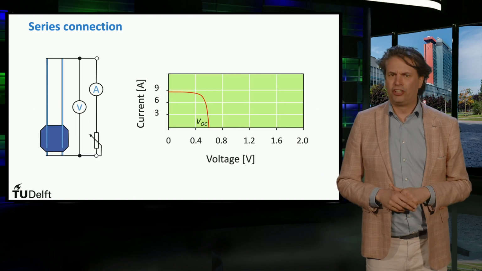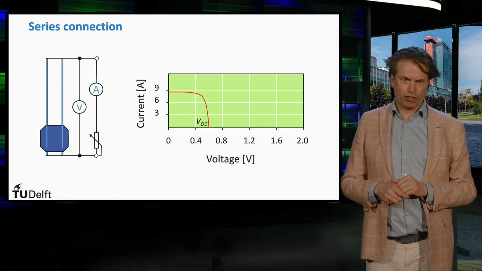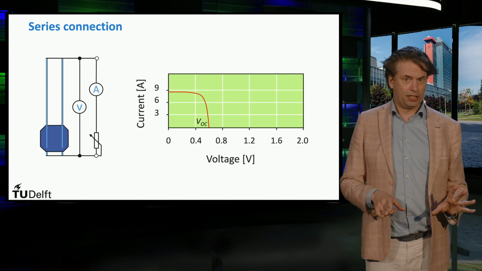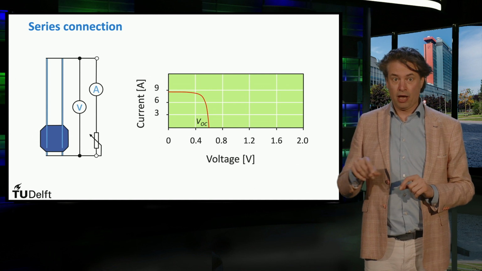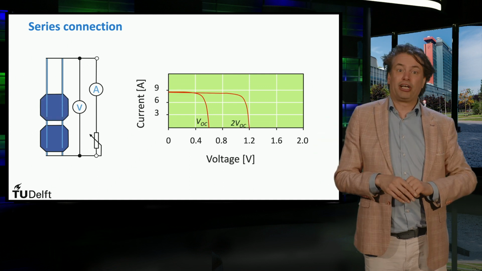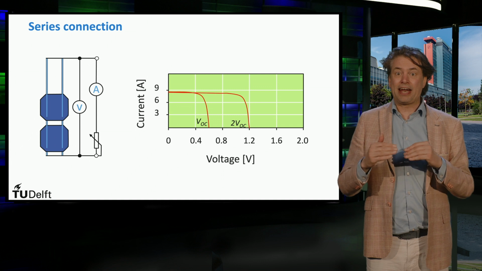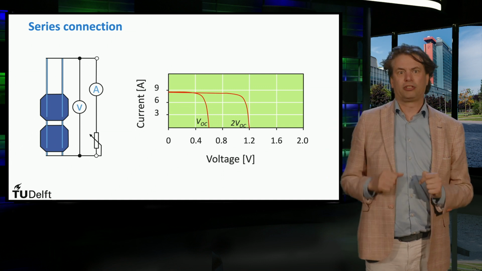Let's look at the JV curve of solar cells connected in series. Here you see the IV curve of a single solar cell. If we connect two solar cells in series, it means that we can add up the voltages.